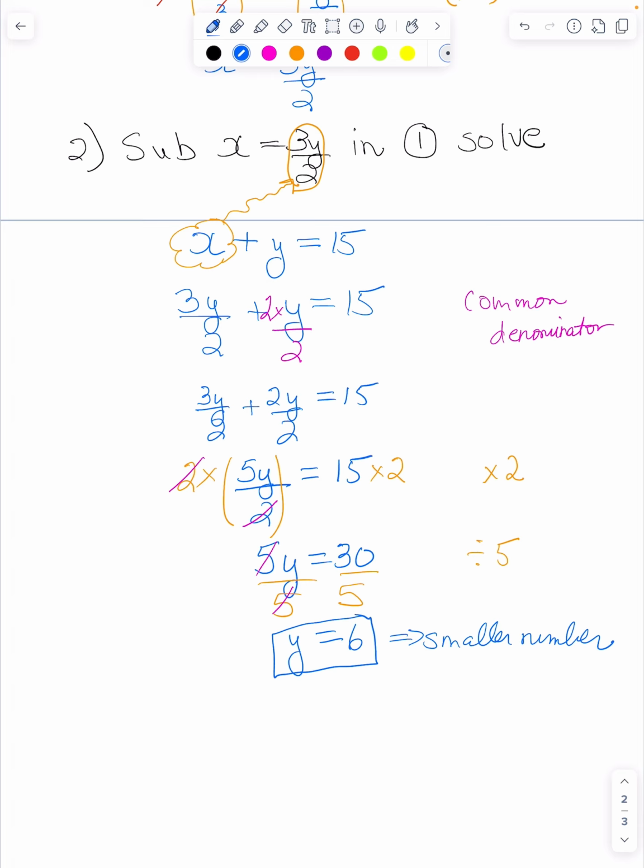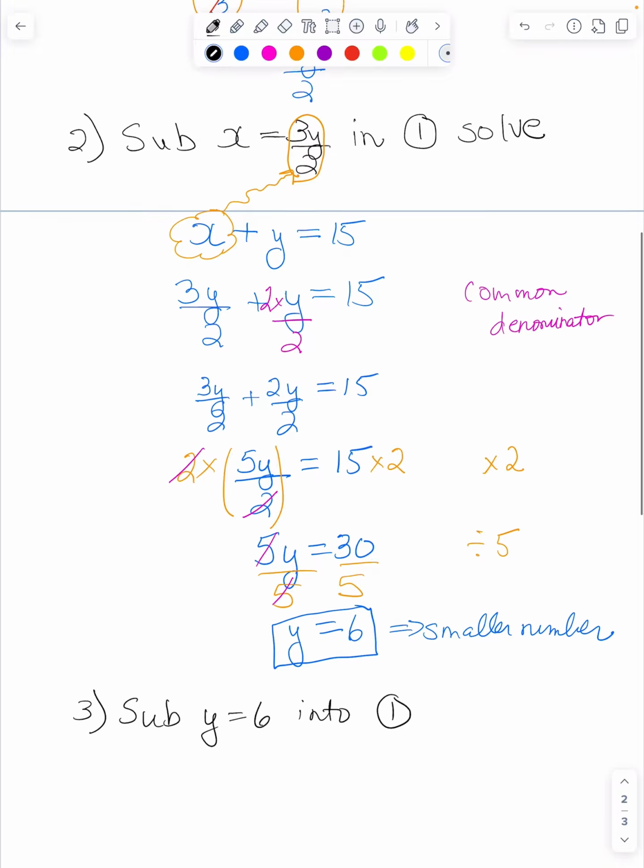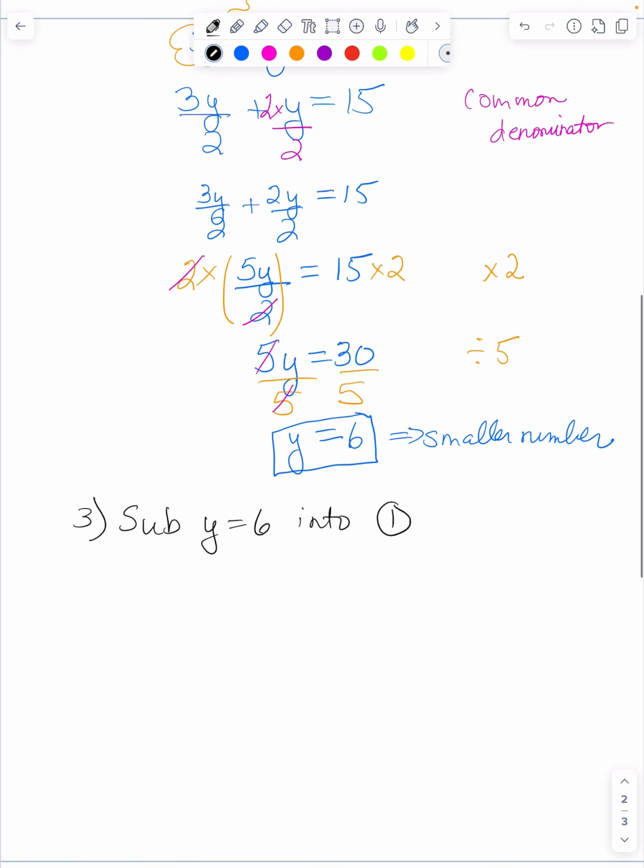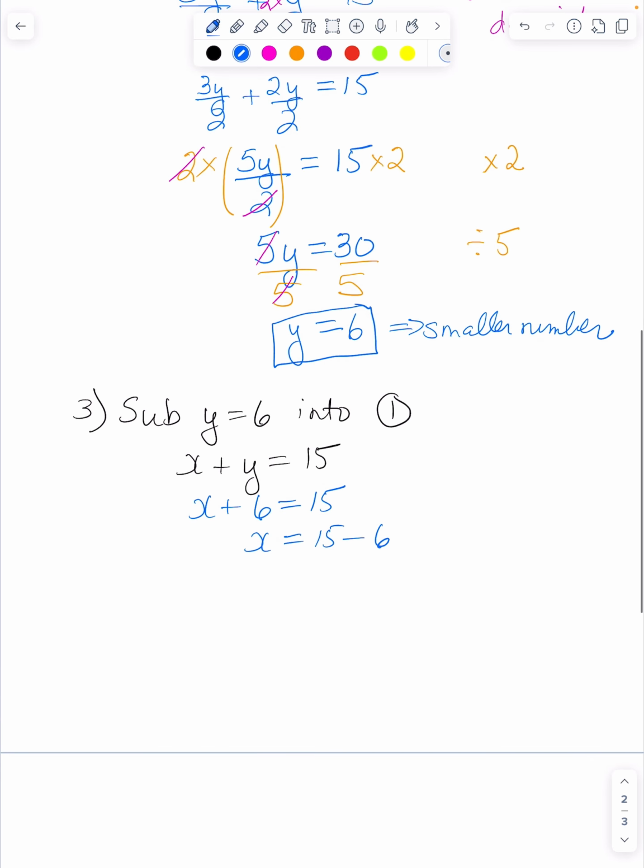I'm going to take this answer now, and I'm going to sub y equals 6 into equation number 1. You could put it into equation number 2, but equation number 1 is the easier equation, where it's x plus y is equal to 15. So I'm going to substitute: x plus 6 equals 15. x equals 15 minus 6 because I'm subtracting 6 from both sides of the equation. And I'll have an answer of x equals 9.